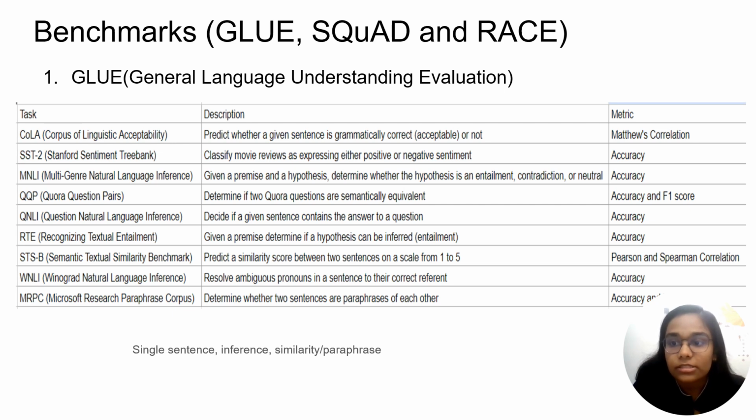Another task is QQP, that is Quora Question Pairs. It determines if two questions are semantically equivalent. Another task is CoLA, that is Corpus of Linguistic Acceptability, a task for judging whether a given sentence is grammatically acceptable in English.